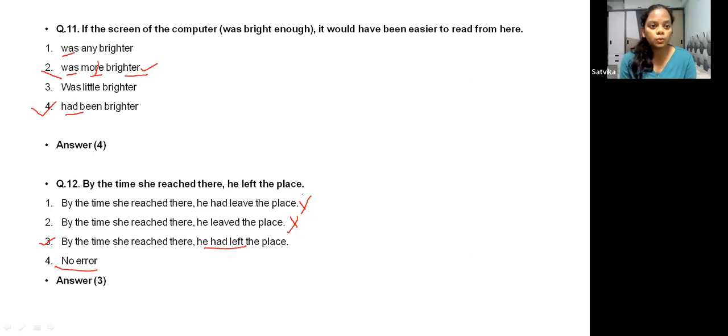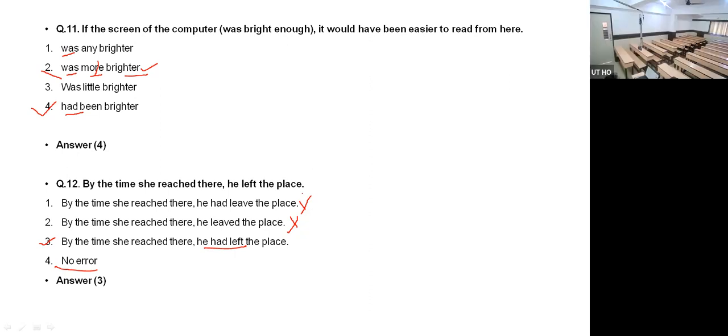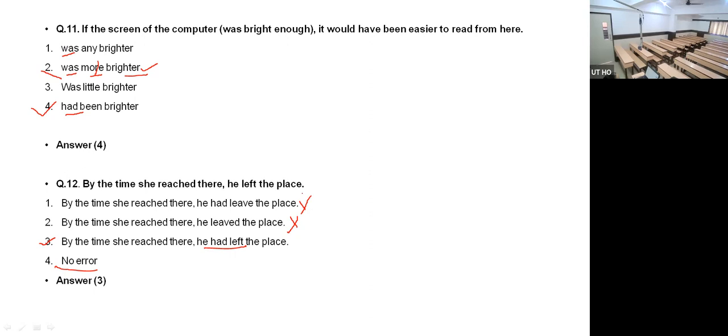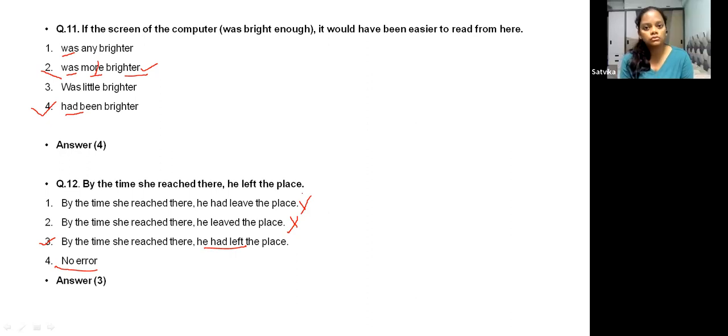Ma'am, for the 11th one, considering that we had two options, had been brighter and were brighter, which would be more appropriate to use? We would go with were. If the screen of the computer were brighter, because your given words are was bright enough. Yeah, was would be converted to were.